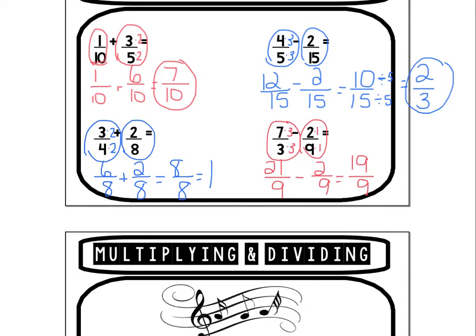Now, just like the other page, the top is bigger than the bottom, so we have to ask ourselves, how many times does 9 fit into 19? 9 fits into 19 2 times, and that takes us to 18, and we have 1 left over.